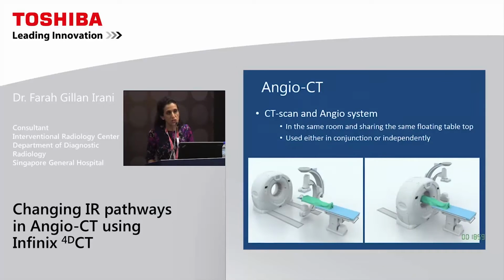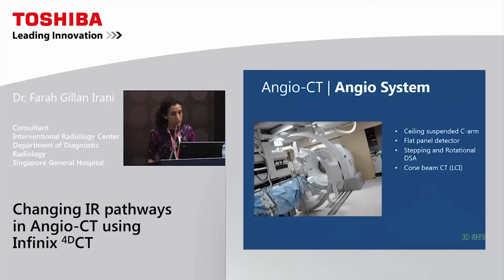So what is an Angio CT? It's basically a hybrid room which has a CT scanner and an angio system both in the same room, which share the same floating tabletop. And these two machines can either be used in conjunction or they can be used separately, therefore making the room very, very dynamic.